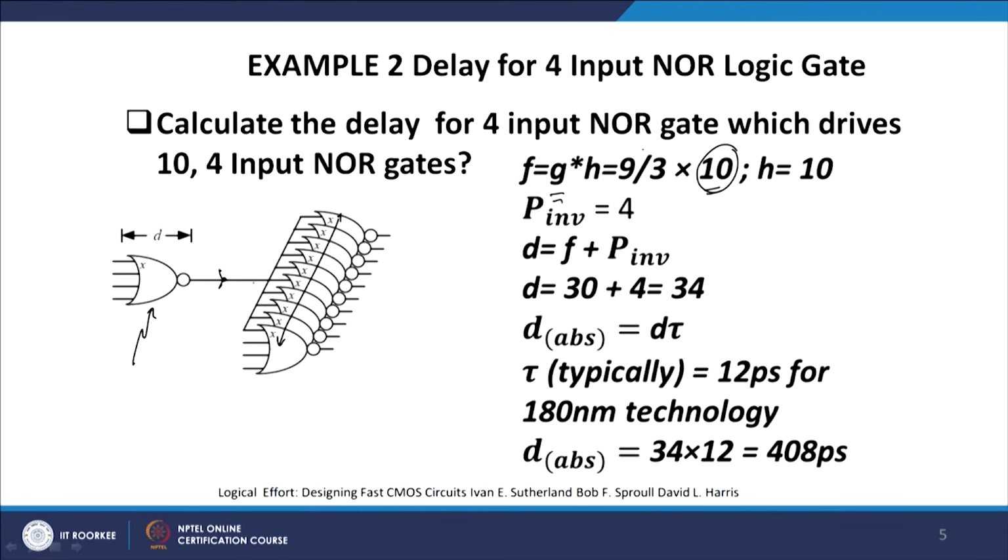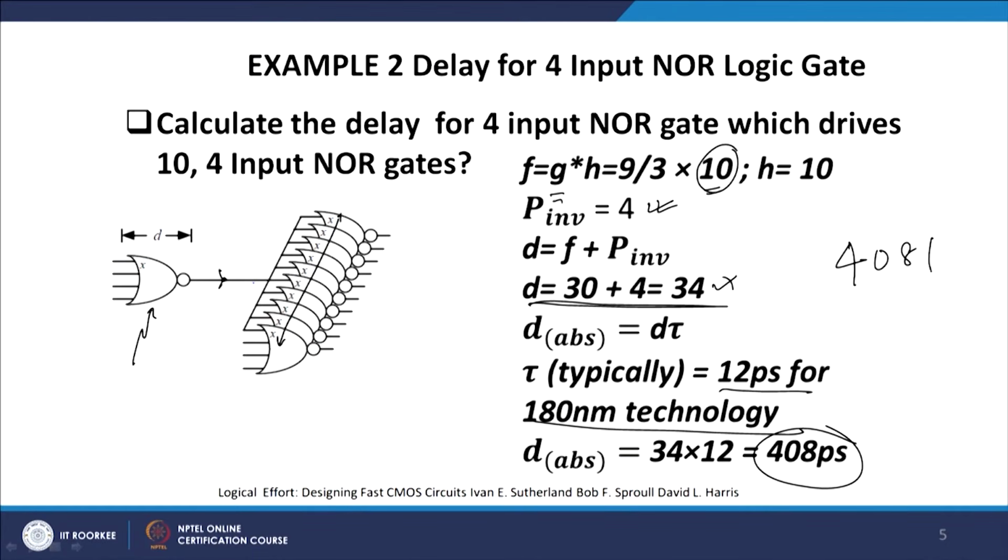G is 9 by 3 for a 4-input NOR gate, you can find it out, or even in a simple form you can find out the value. Then if you multiply these two together, and of course P inverse equals 4 for a 4-input NOR, if you add those two together, I get D equals 34. Generally it is, as I discussed with you, 12 picosecond for a 180 nanometer technology. You multiply 34 with 12, I get 408 picosecond, which means that the delay between input and output for a 4-input NOR logic gate is basically 408 picosecond, right.